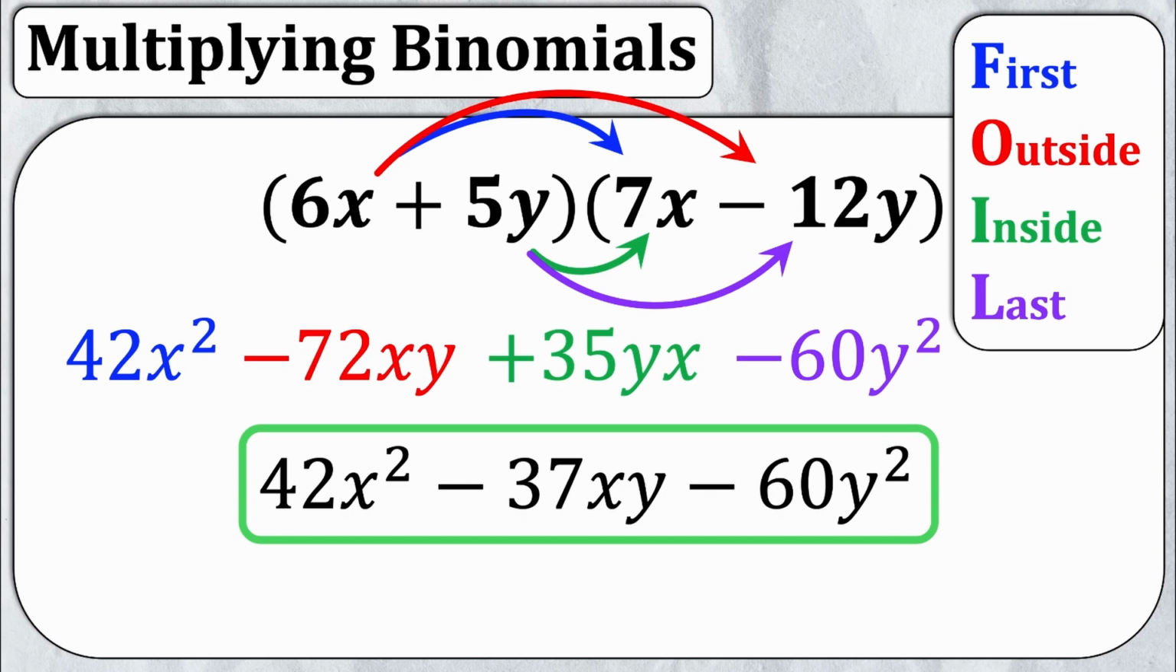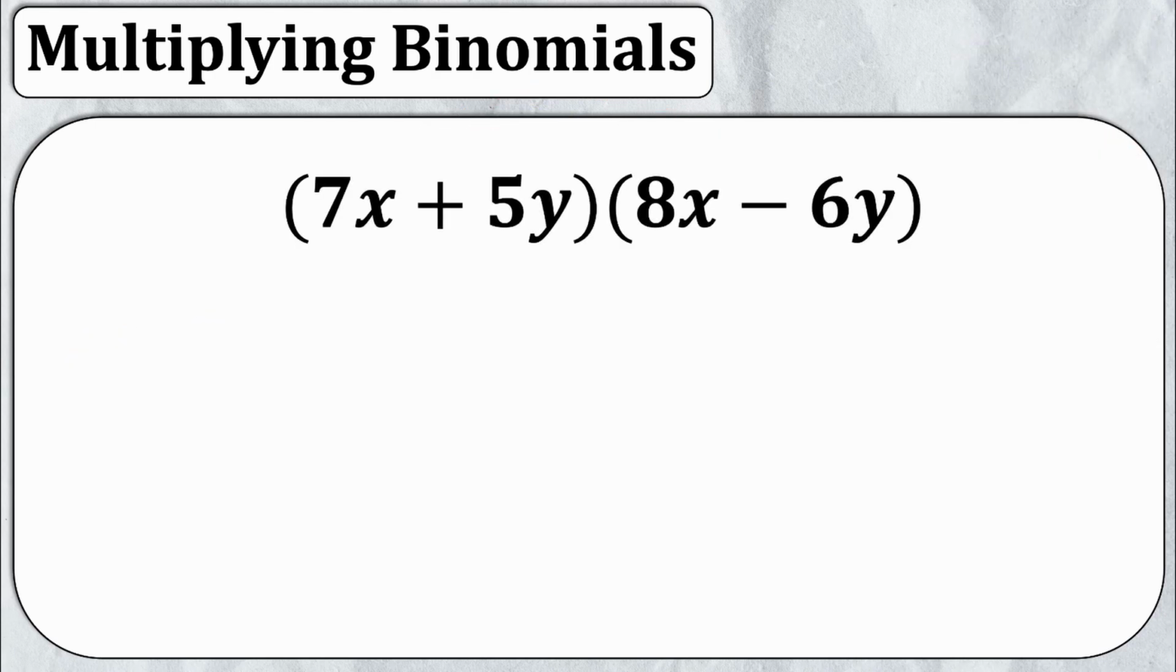Feeling good about it? Let's take a look at another example. Try it on your own, and then we'll take it up in just a moment. So here we have 7x plus 5y times 8x minus 6y. We're going to multiply our first two terms, which is 7x times 8x, which gives me 56x squared.